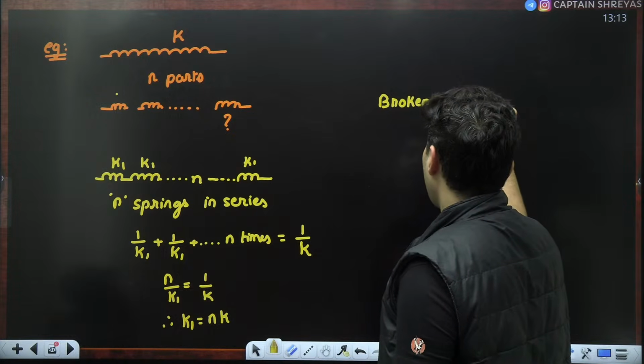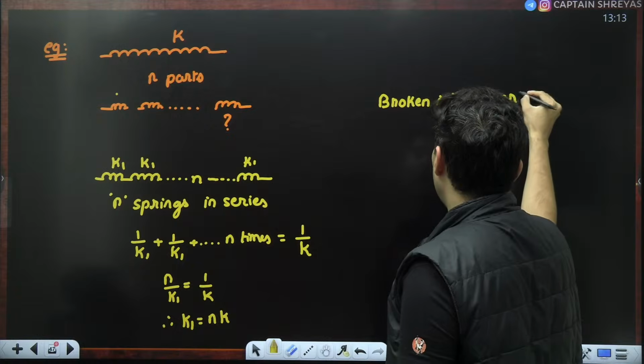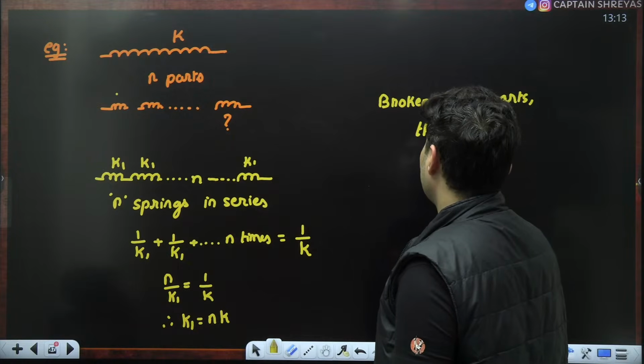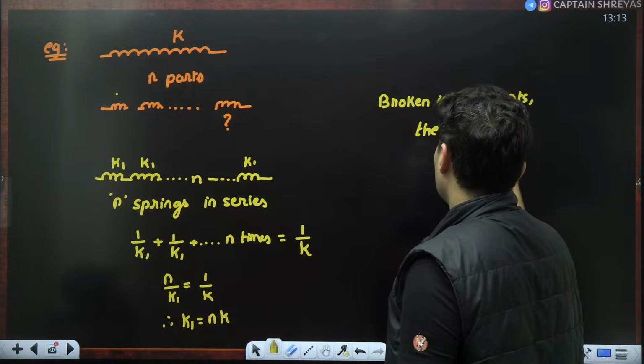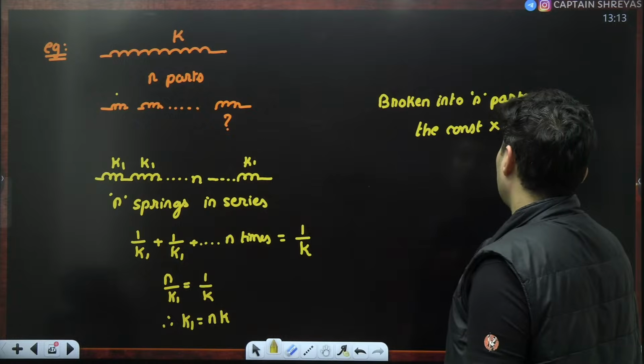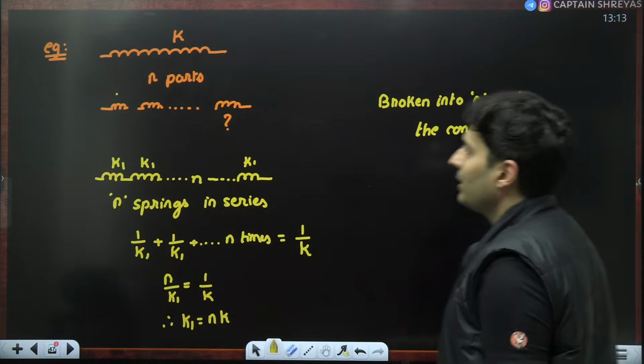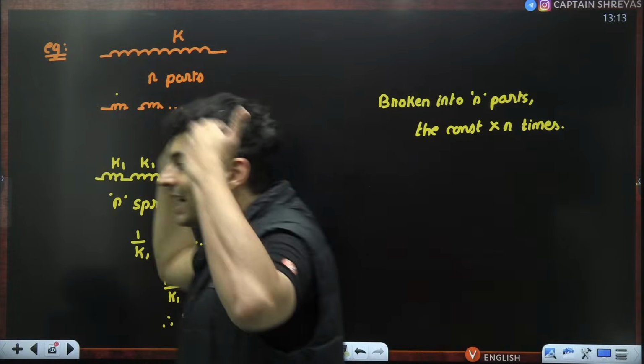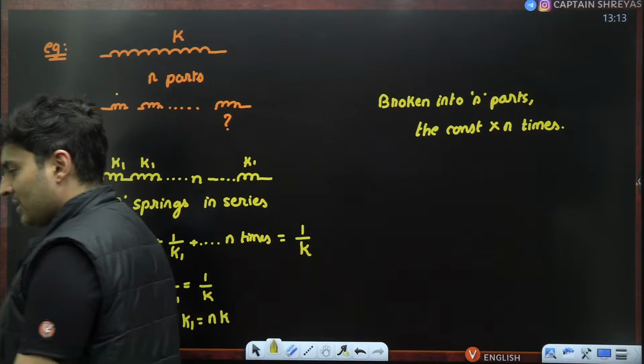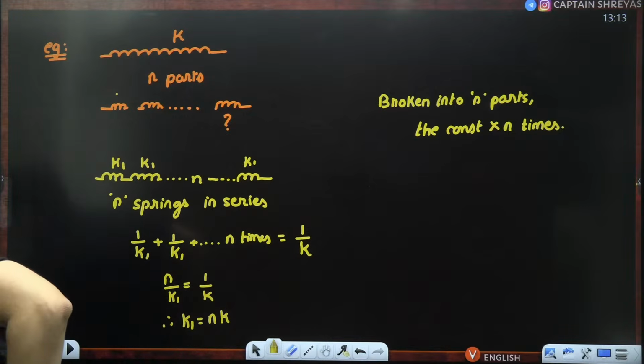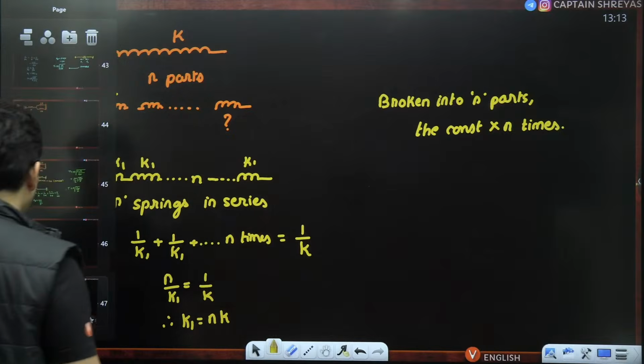Very interesting thing, when a spring is broken into n number of parts, the constant becomes n number of times. Very, very important. The constant will become n number of times. It will multiply n number of times.